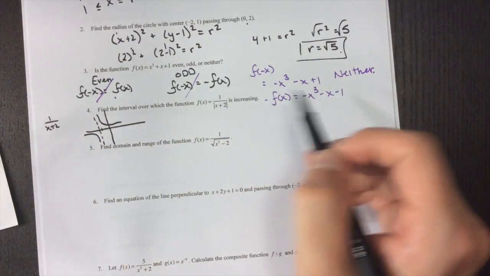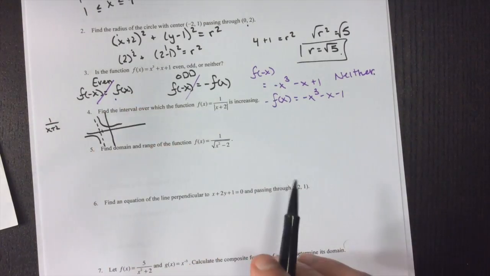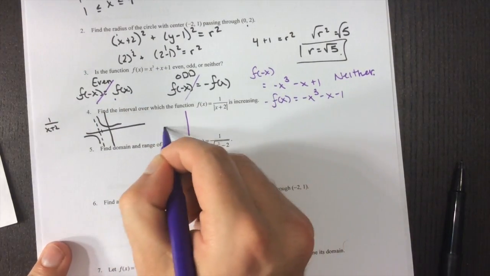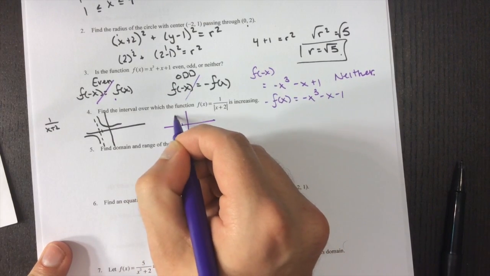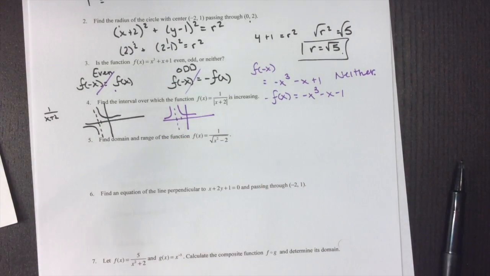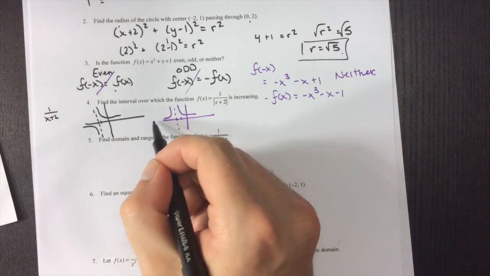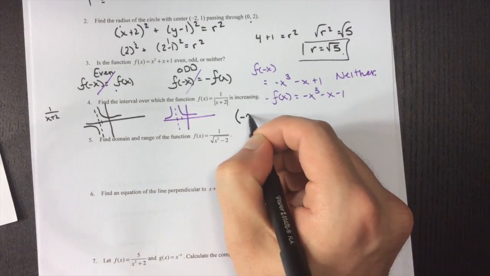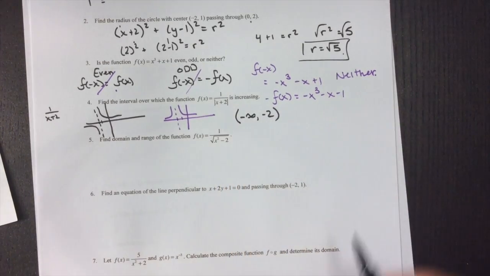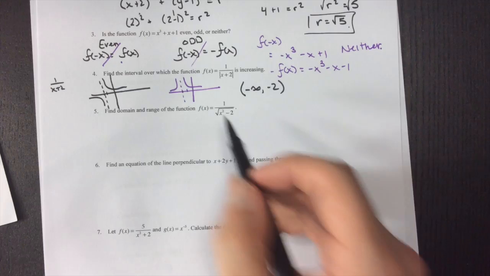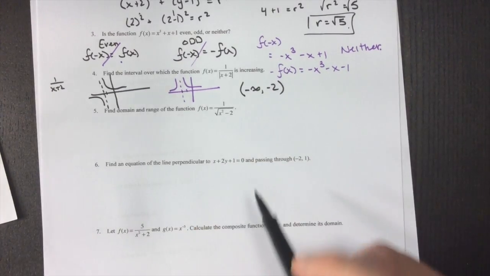Because of the absolute value, all negative values become positive. So our new graph would look like this. And now I'm looking for where this is increasing. So from negative infinity all the way up to negative 2, that's my increasing interval. Next up, find the domain and the range of the following function.